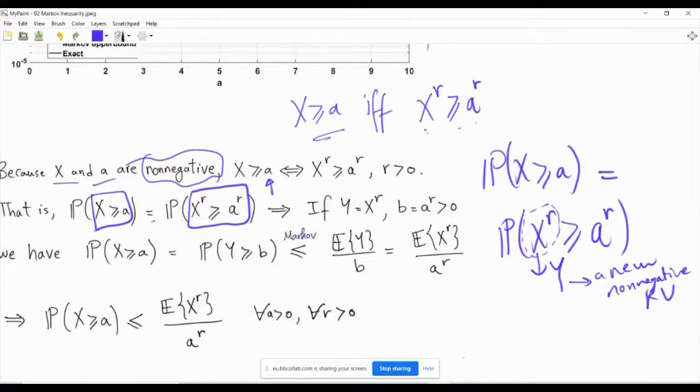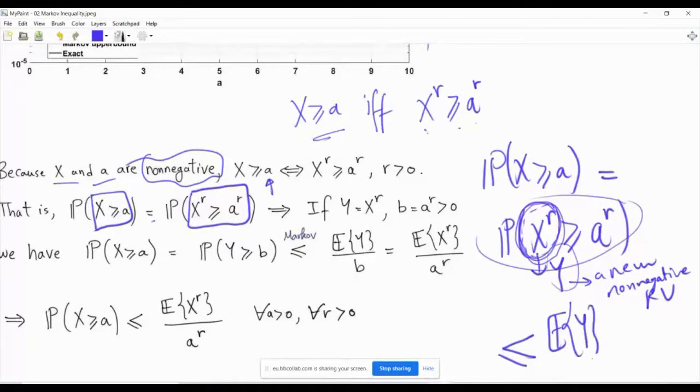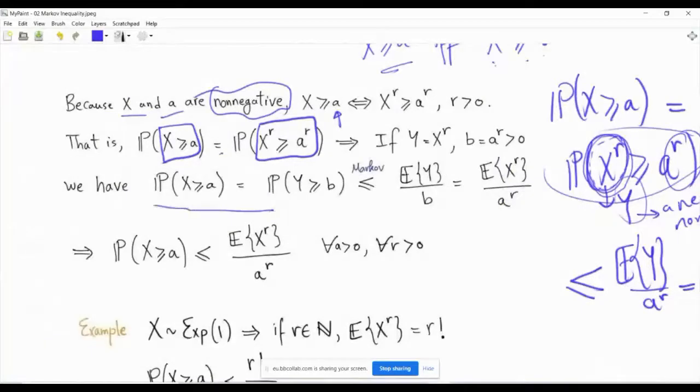So apply Markov inequality. What is Markov inequality? It tells you that you can upper bound a tail probability like this by a fraction. The numerator is the first moment of this non-negative random variable, so it will be the expected value of y, which is the expected value of x to the power r. And in the denominator you have a to the r. So this is basically what we have.